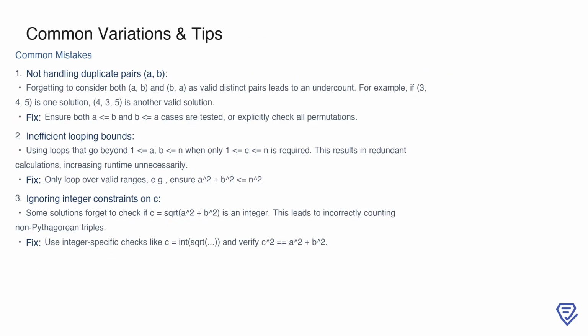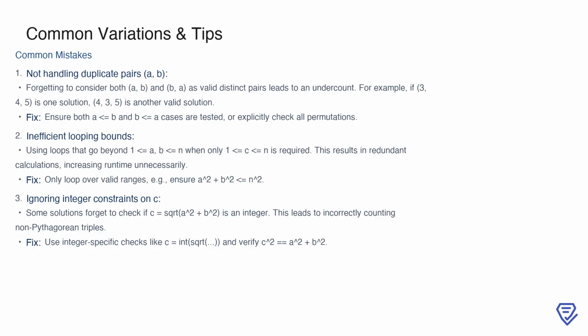When solving this problem, there are several common mistakes to watch out for. First, it's important to handle duplicate pairs correctly. For instance, if you find the triple 3, 4, 5, you must also consider 4, 3, 5 as a valid but distinct solution. A good way to address this is by explicitly testing all permutations or ensuring both cases, A equals B and B equals A, are covered.